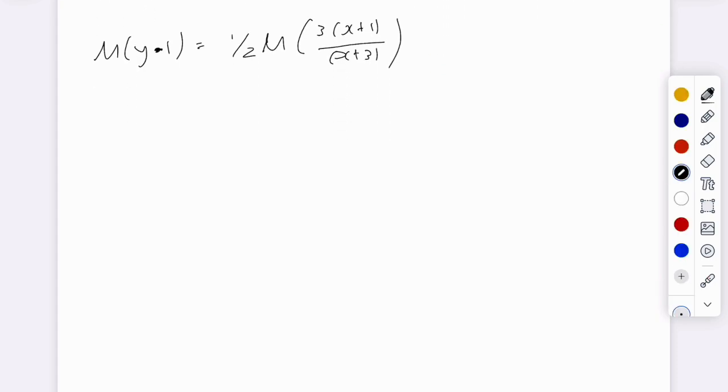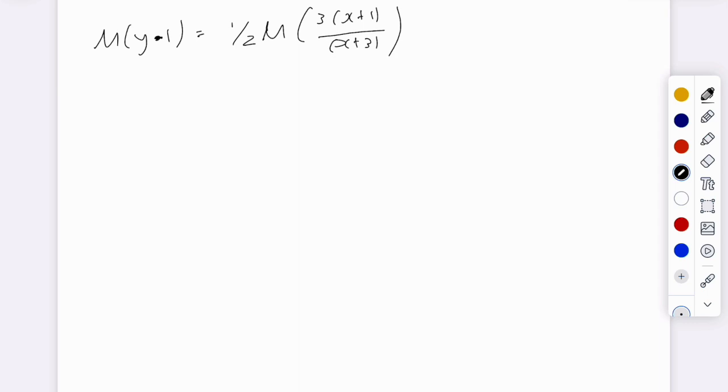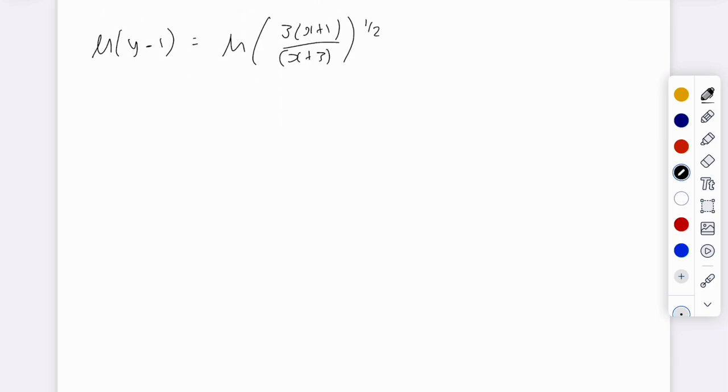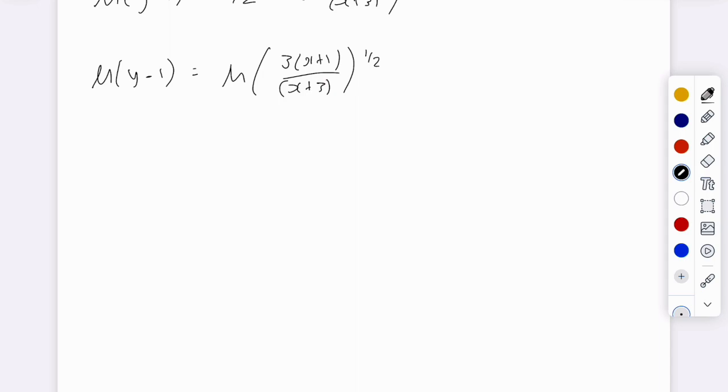Alright, so we can then say the following. ln(y minus 1) is going to equal ln of ((3x plus 1) over (x plus 3)) to the power of a half. Okay, so therefore we can say that ln(y minus 1) is equal to the ln of ((3x plus 3) over (x plus 3)) to the power of a half.